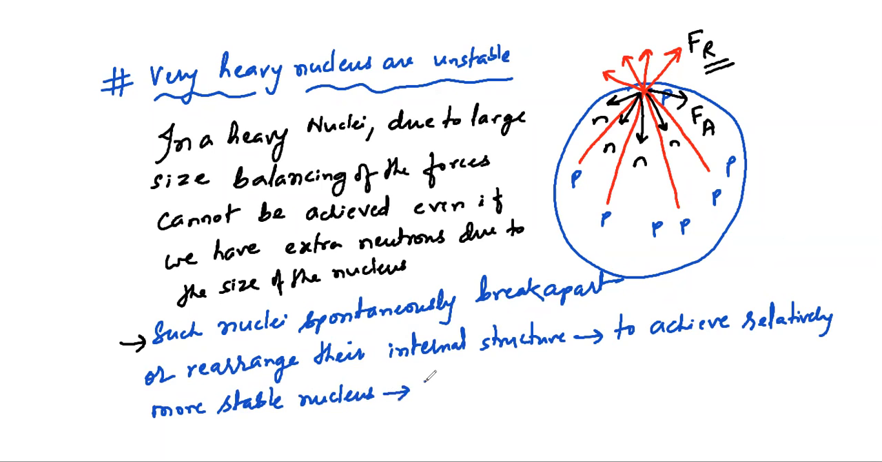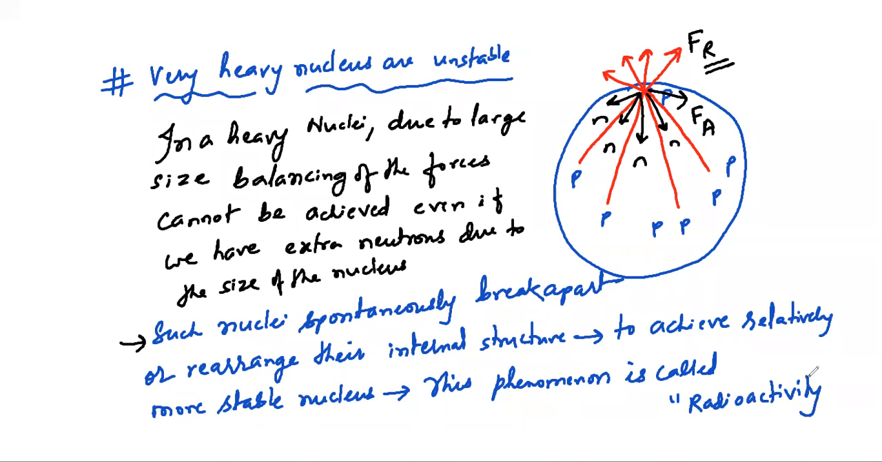All right. So this phenomenon is called radioactivity, and this nucleus will radiate alpha, beta, and gamma rays, which we will discuss in detail in future.